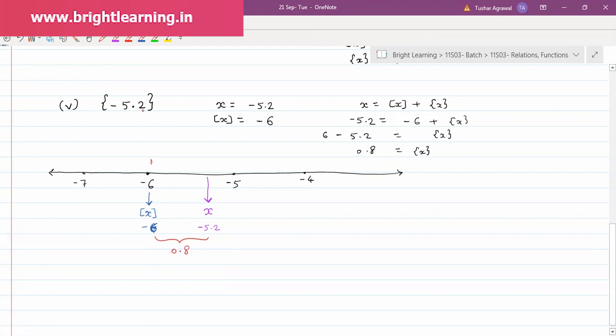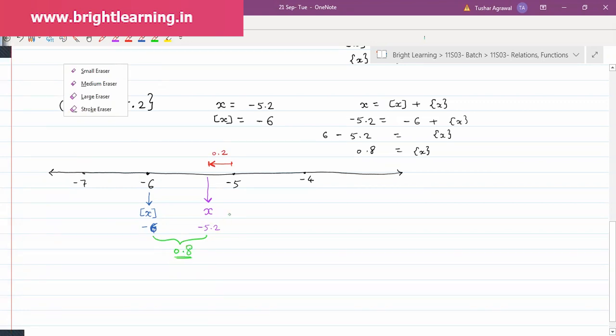That 0.2 is a little bit misleading, because for minus 5.2, this distance is actually equal to 0.2. After minus 5, you have to go 0.2 more distance towards the left. But I'm not interested in that part. I'm interested in this answer. Let's change the color. This is my required answer, which is equal to 0.8.